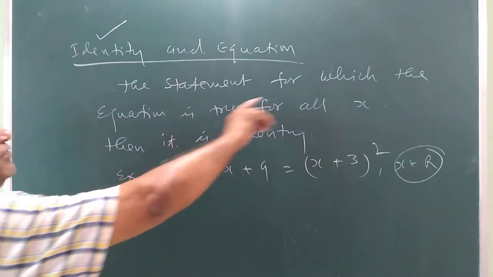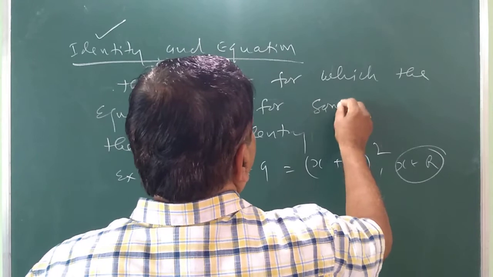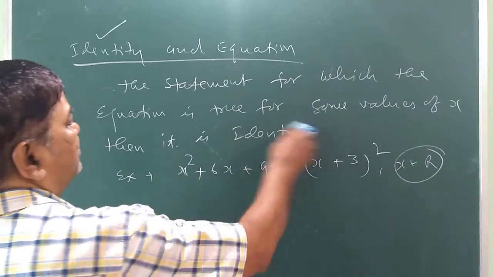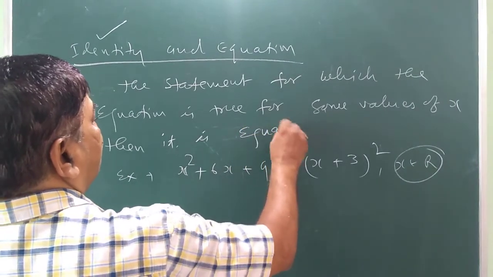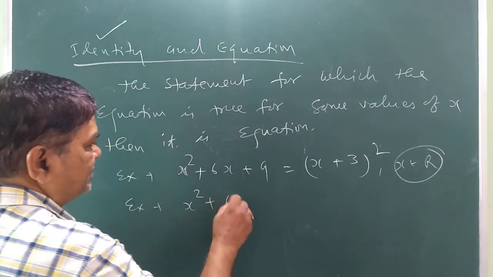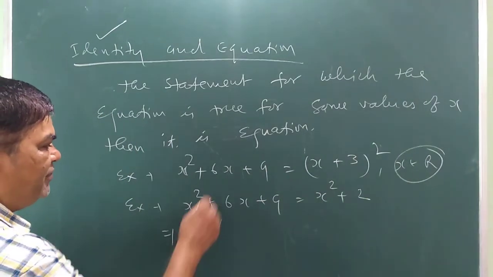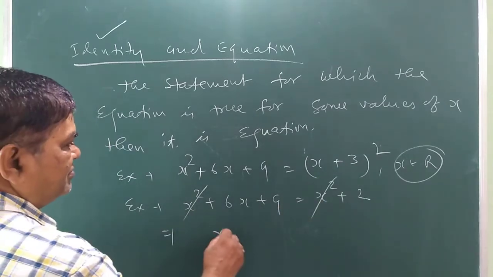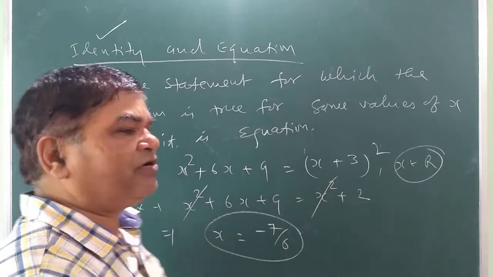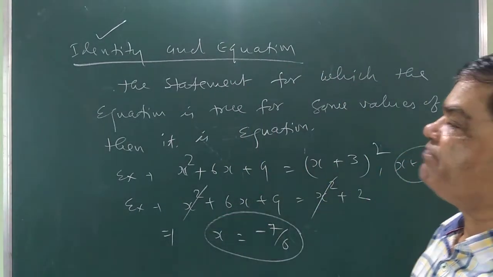Now the statement for which the equation is true for some values of x, then it is called equation. This is called equation. For example, x square plus 6x plus 9 is x square plus 2. So what is the value of x? So x is your minus 7 by 6. This equation is true for only one value of x, that is x is equal to minus 7 by 6.